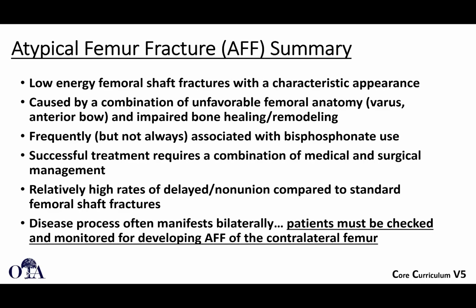So in summary, atypical femur fractures are low energy femoral shaft fractures with a characteristic appearance. It's caused by a combination of unfavorable femoral anatomy, varus, bowing, and impaired bone healing and remodeling, which is frequently, but not always, associated with bisphosphonate use and osteoclast inhibition. Successful treatment requires a combination of medical and surgical management. We've talked about that. Remember, there's high rates of delayed and non-union compared with standard femoral shaft fractures, and the disease process is often bilateral. So you've got to check and monitor the contralateral side.